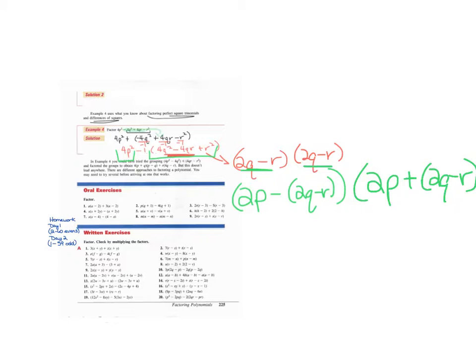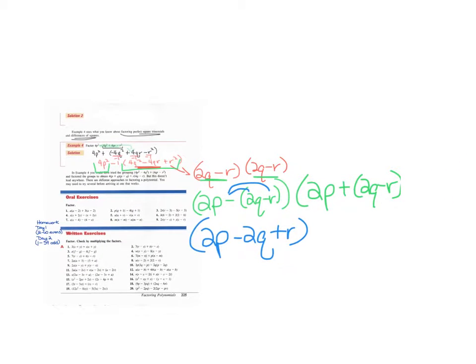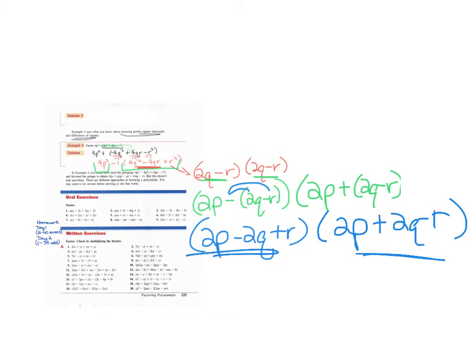Now, for the first one, I have to distribute the negative sign. So 2p minus 2q plus r. Over here, nothing to distribute, so I'm just going to rewrite everything. And then this would be your final factored answer. There's no like terms, so you're done. So minus r.